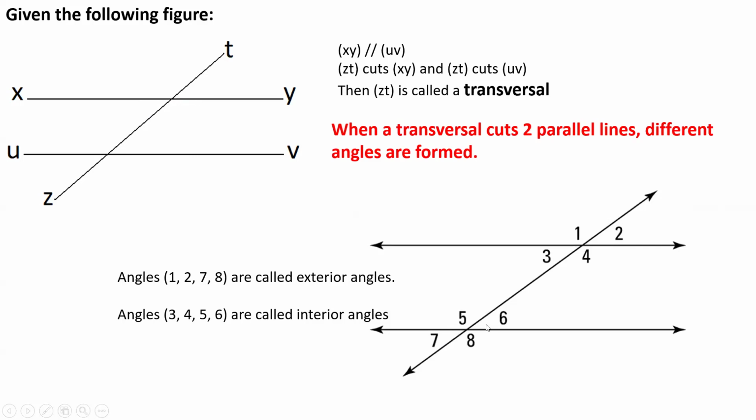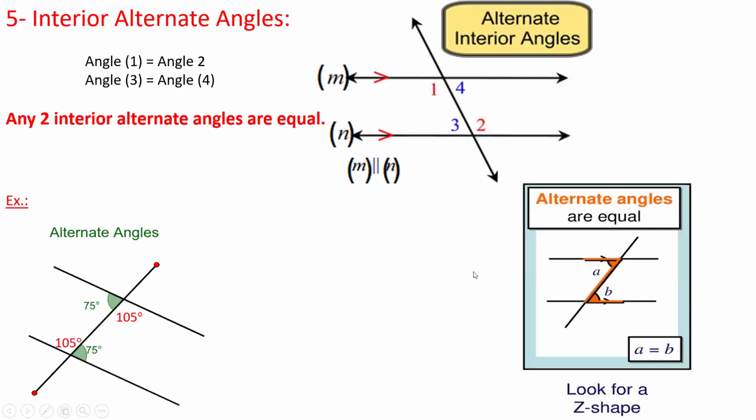If we look at angles 1, 2, 7, and 8, angles 1 and 2 are outside the parallel lines. Also, angles 7 and 8 are outside the parallel lines. Angles 3, 4, 5, 6 are inside, so we call them interior. The angles outside, we call them exterior. The angles inside, we call them interior angles.